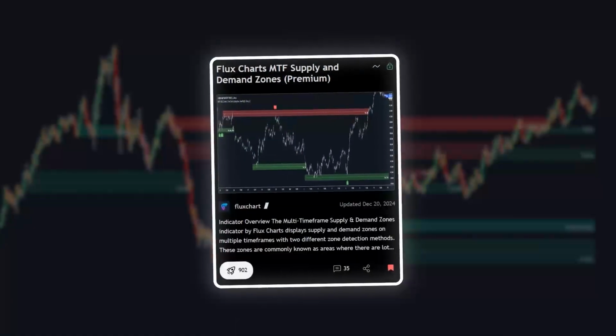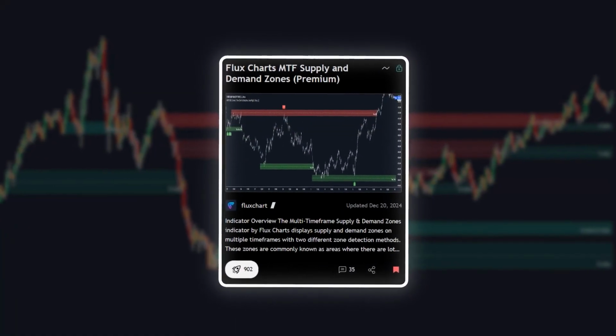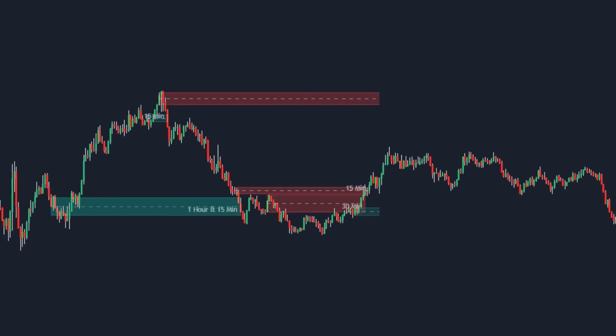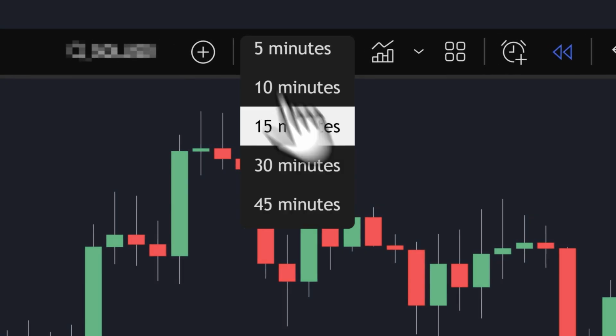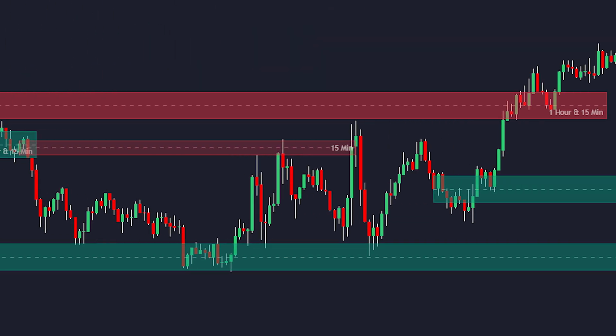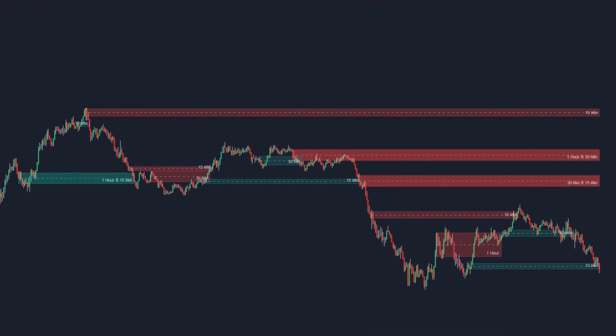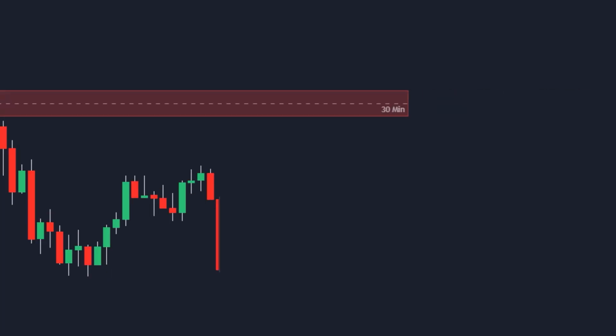That's why we built the multi-time frame supply and demand zones indicator, a tool that automatically scans multiple time frames at once and plots the zones directly on your chart. No switching between time frames, no guessing about the validity of a zone, just clean zones from the time frames you need. Here's exactly what that looks like in action.